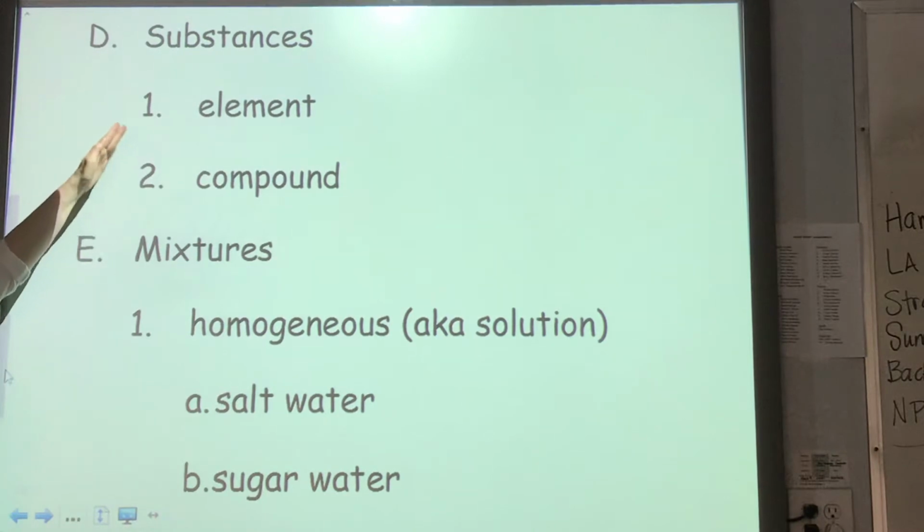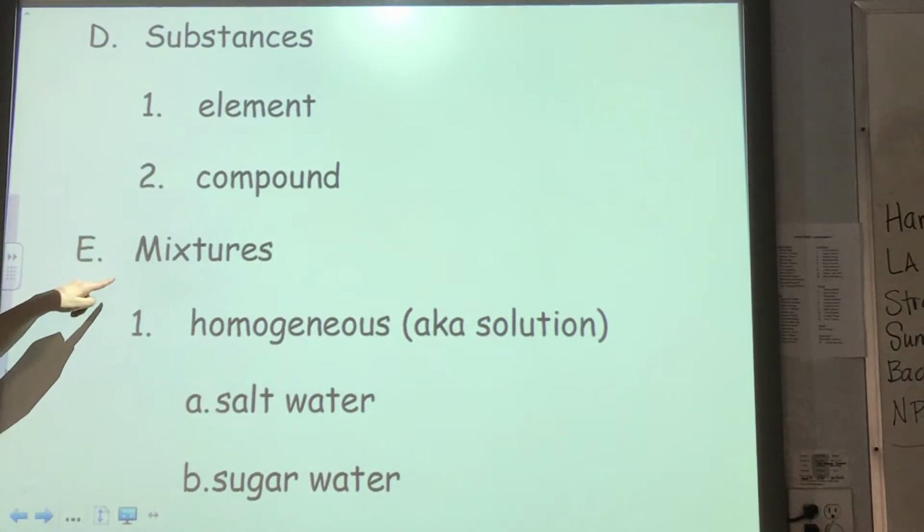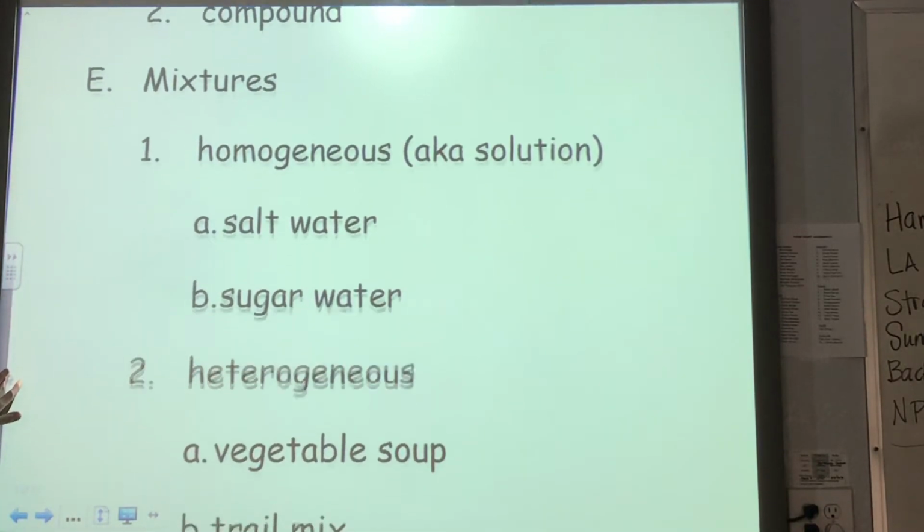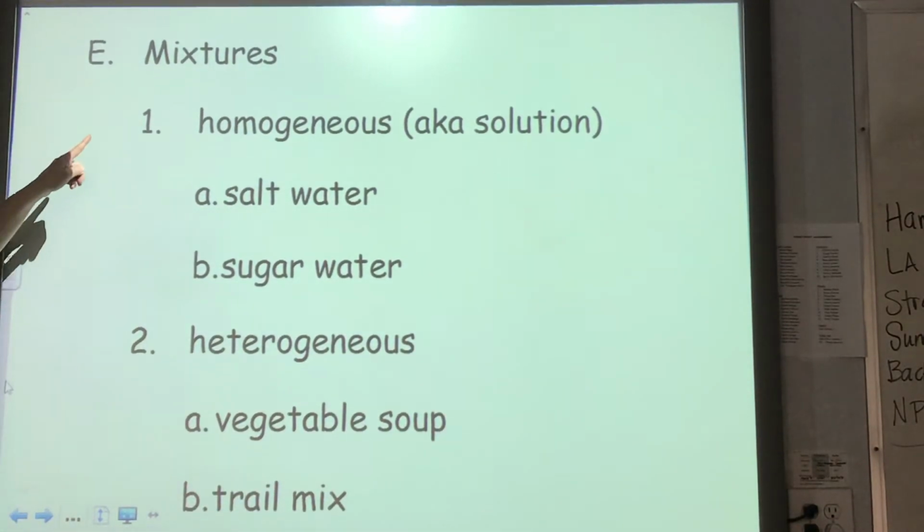When you take elements and or compounds and you mix them up together, you get something called a mixture. And a mixture is no longer a substance, okay? This is an important thing. I think I'll probably give you an assignment on being able to distinguish this stuff. Now, when we have mixtures, we can have a couple of different types of mixtures.